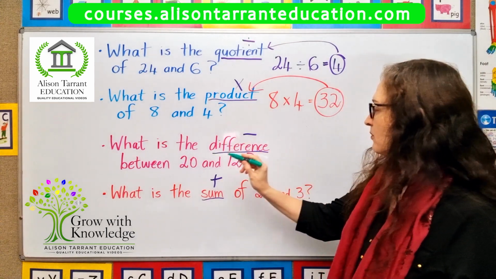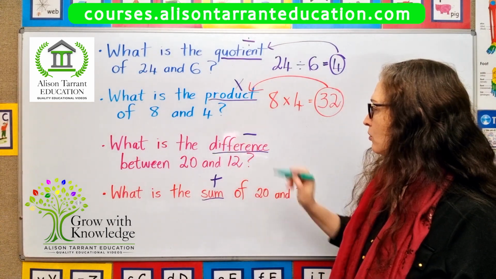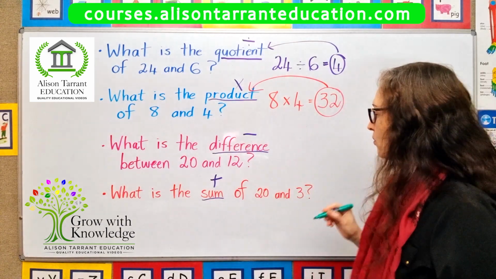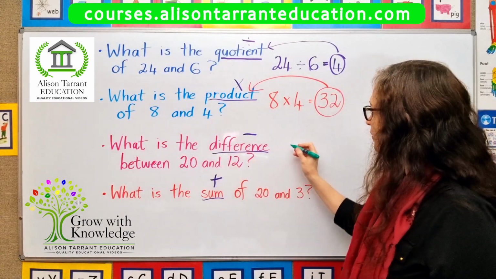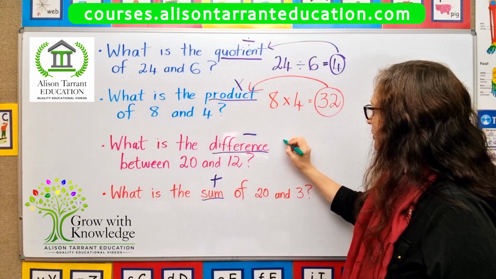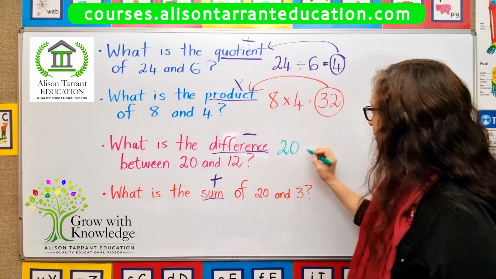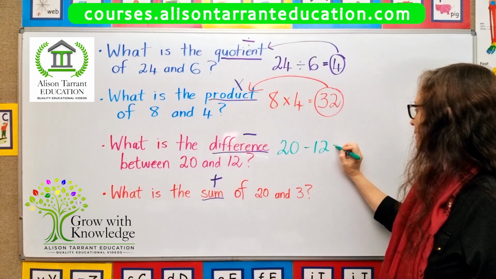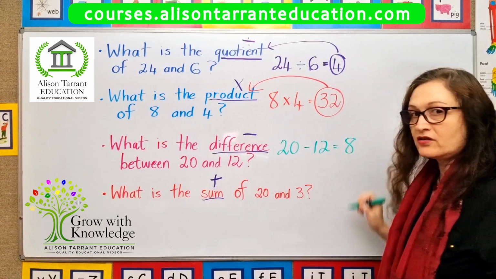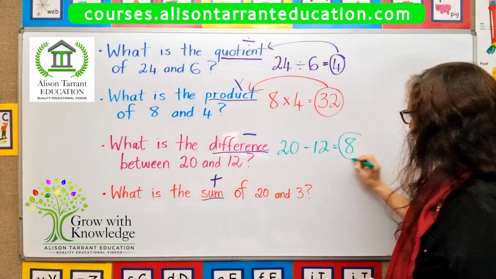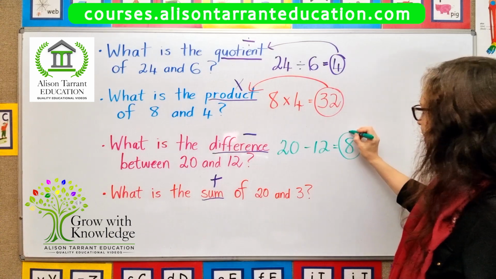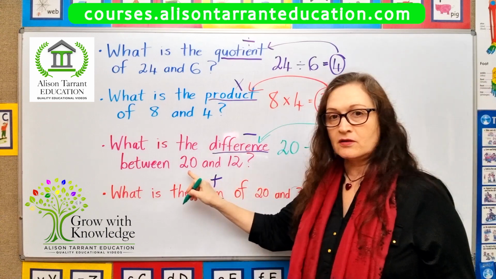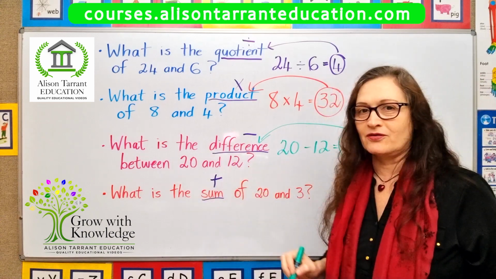What is the difference between 20 and 12? Now, difference means to subtract or take away. So if we have these two numbers, 20 take away 12 equals 8. 8 is the answer. It's the difference between 20 and 12.